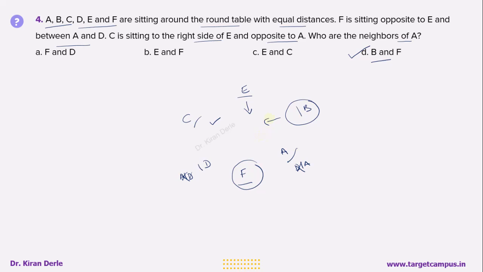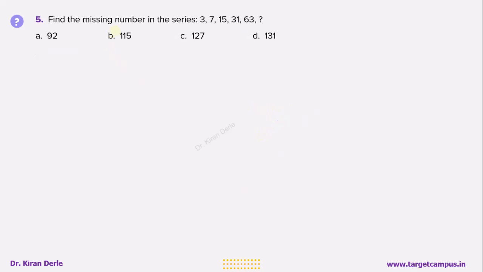Pretty much simple, guys. Find the missing number in the series 3, 7, 15, 31, 63. Fine. So we can see that they are multiplying because the numbers are increasing quickly, so there must be a multiplication thing. And if you observe, this is very much simple.